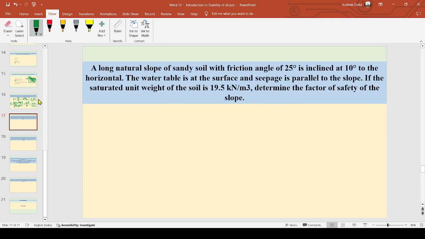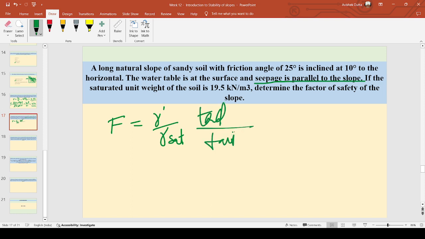Okay. Next question is, a long natural slope of sandy soil has a friction angle of 25 degrees, the inclination of the slope is 10 degrees and the unit weight is 19.5. In this case, if there is seepage parallel to the slope, then the factor of safety will be equal to gamma submerged by gamma sat into tan phi divided by tan i.